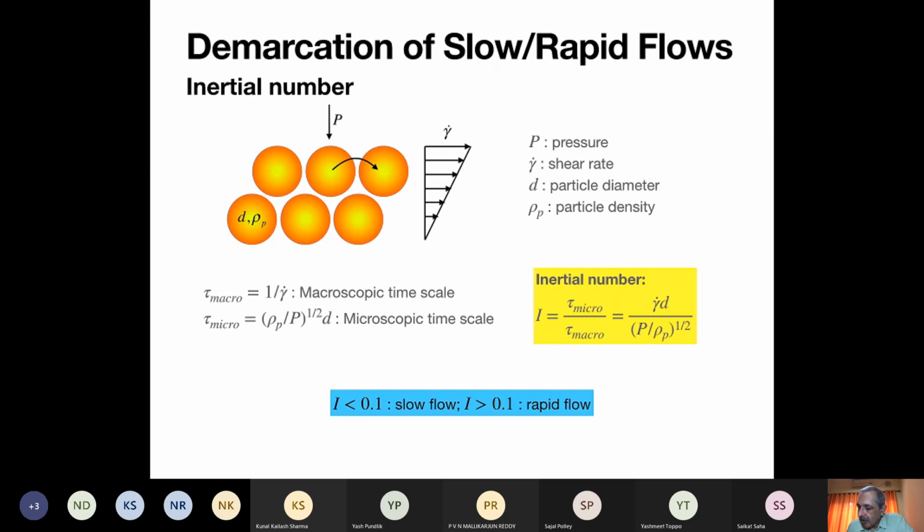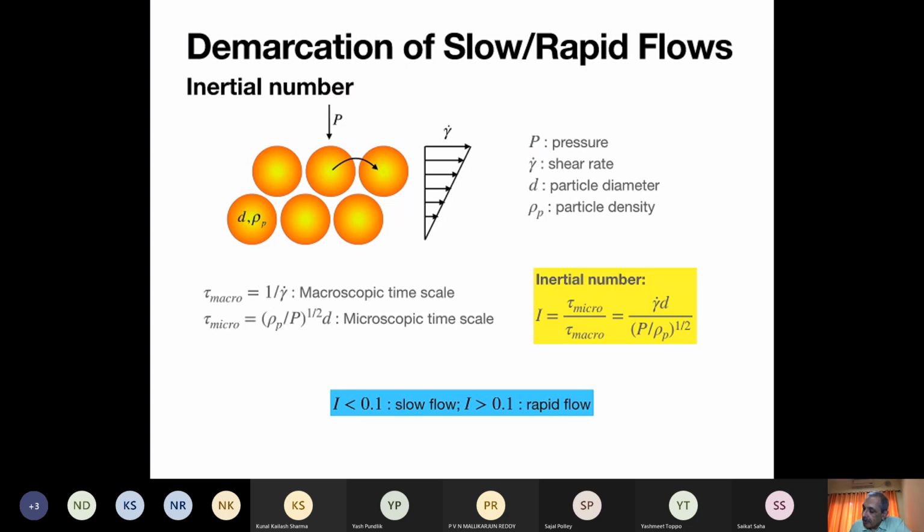This can be written in terms of an inertial number. It's a dimensionless number. Now let's imagine that you have two layers of particles. One is moving at a slightly higher speed than the other, so that we have a velocity gradient given by gamma dot. If this direction is x, then gamma dot is dvx by dy. This is called the shear rate. And let's suppose, because of many layers of particles above, that there is a pressure acting on this layer of particles.